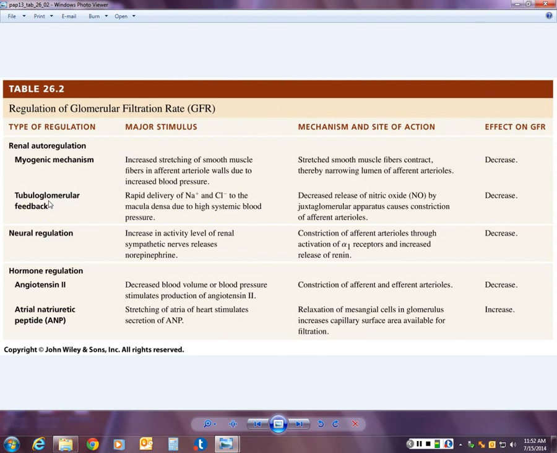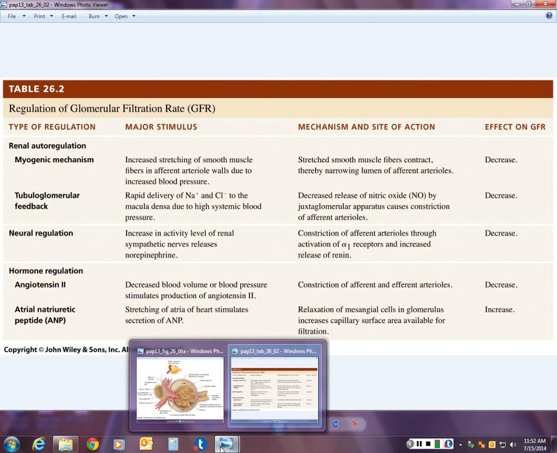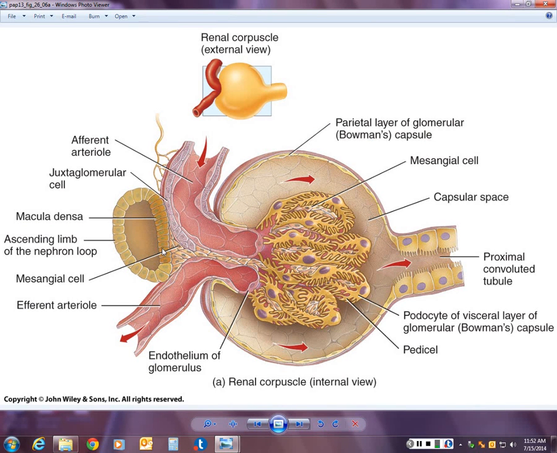The second effect here with renal autoregulation is going to be tubulo-glomerular feedback. In this situation, the renal tubule is going to do something to affect what's happening within the glomerulus. Hence the name, tubulo-glomerular feedback. Tubulo-glomerular feedback is a function of a collection of cells seen here within the ascending limb of the loop of Henle. These cells are collectively called the macula densa. The macula densa cells typically are able to make nitric oxide. Nitric oxide is a vasodilator.